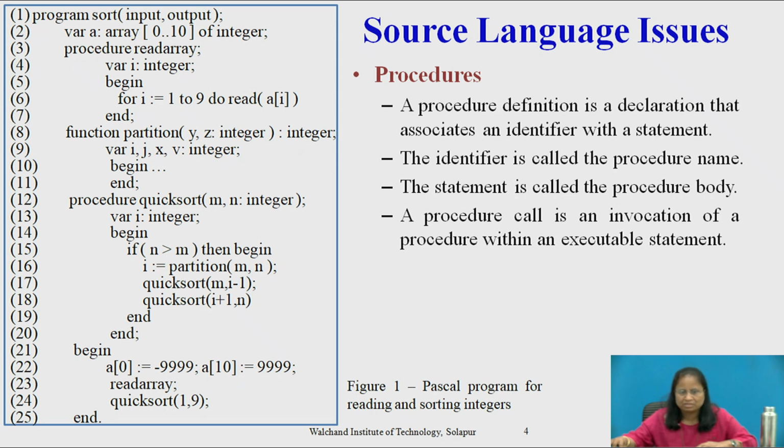Some of the identifiers appearing in the procedure definition are called formal parameters of the procedure. The identifiers M and N on line number 12 are formal parameters of quicksort. Arguments known as actual parameters are passed to a called procedure. They are substituted for the formals in the body. The actual parameters in the call to quicksort in the main program are 1 and 9 on line number 24.